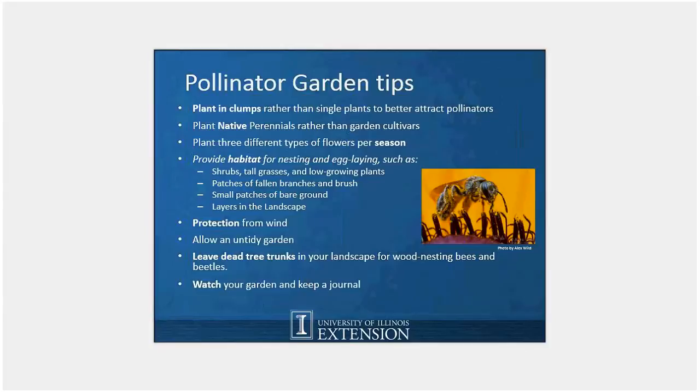You also want to leave dead tree trunks in your landscape. This would be good for wood nesting bees as well as beetles. It provides an area for them to lay their eggs and raise their young. And it's also a good idea to watch your garden and keep a journal so you can keep track of what's out there, and you can tweak the plants you provide based on what is showing up in your garden. Keep notes of what plants do well, what plants don't, stuff like that.